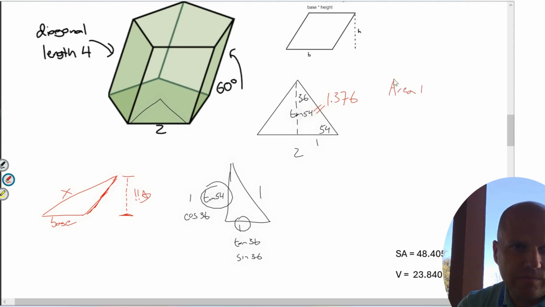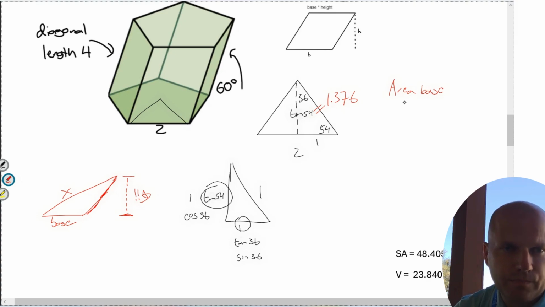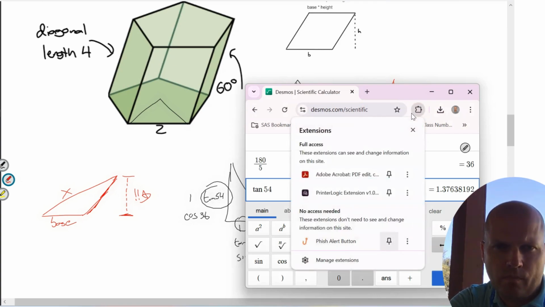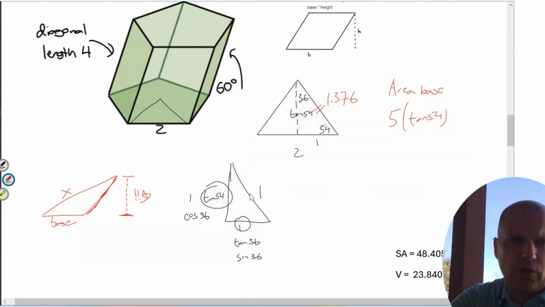Area of the base is 5 of the half the base times the height. There's 5 of my triangles. The triangle's areas are really the tan of 54 times 5. So the area of the base is 6.88 dot dot dot times the height.